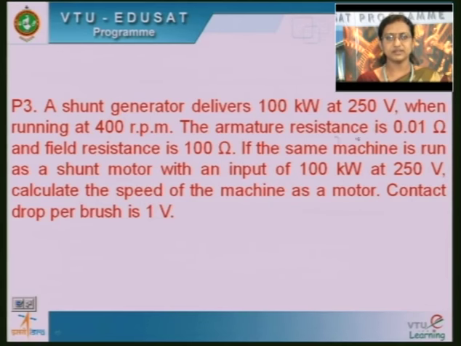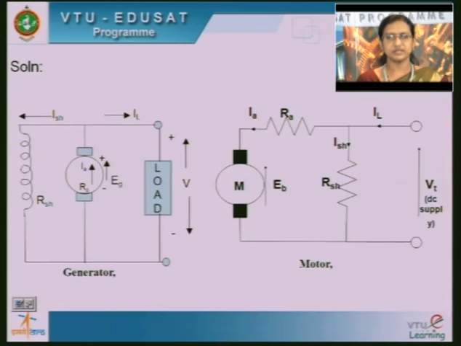As a generator, it is running at 400 rpm. Now, as a motor, we have to calculate what is the speed of the machine. Then the contact brush drop is given, that is 1 volt per brush. Now, you see the connection diagram for generator and motor. These two are DC machines, that is rotating machines, and also these are electromagnetic machines.